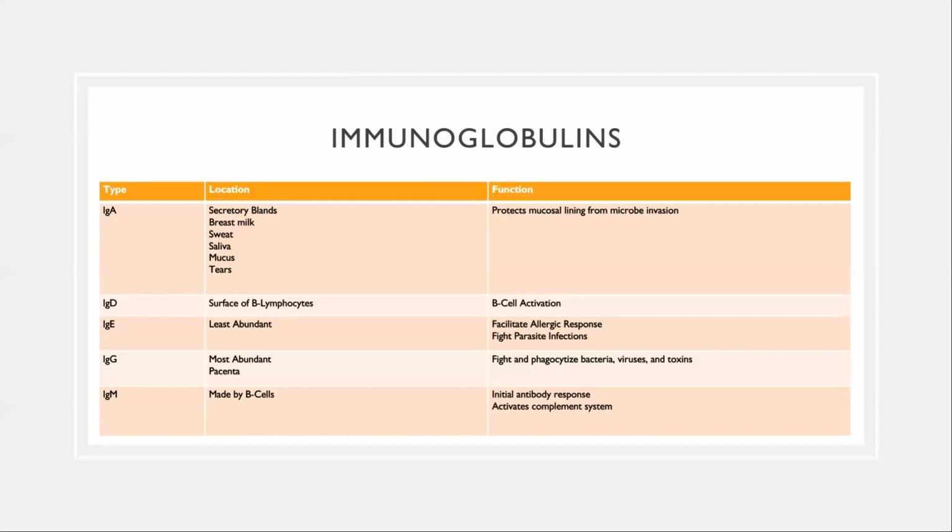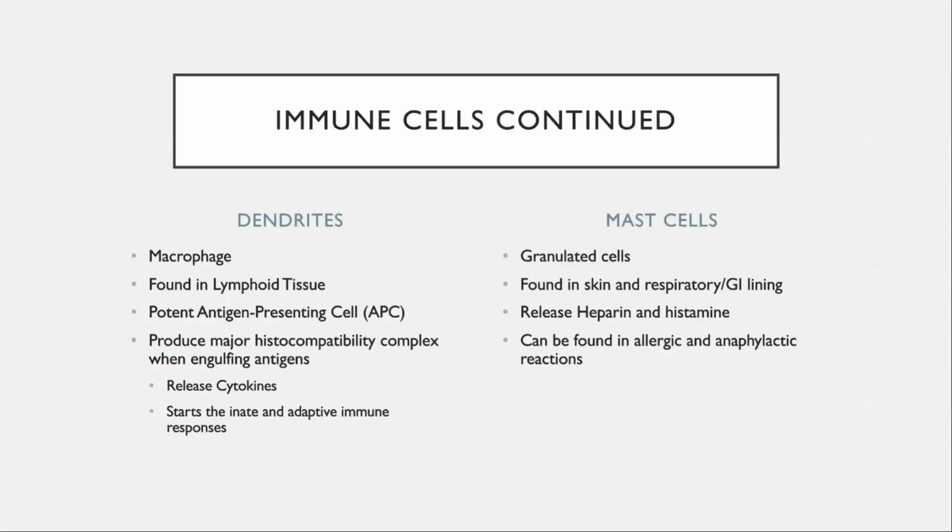IgD is found on the surface of B lymphocytes, and it helps with B cell activation. IgE is often the least abundant, but it facilitates any allergic reactions, and it helps to fight parasitic infections. IgG is the most abundant, and it can be found in the placenta as well as throughout our body. And the purpose of IgG is to fight and phagocytize bacteria, viruses, and toxins. Then we have IgM, which is made by B cells. It aids in the initial antibody response and activates the complement system.